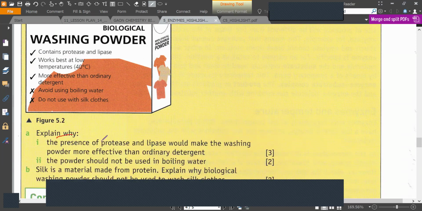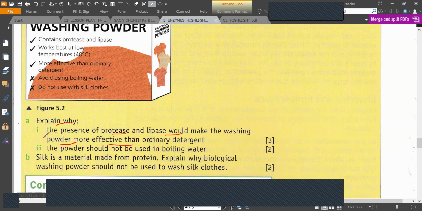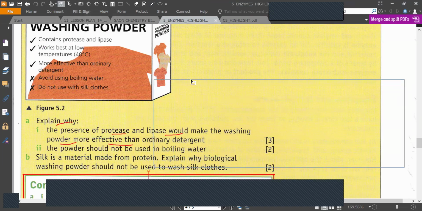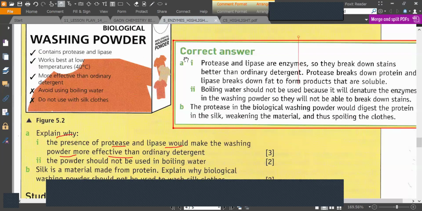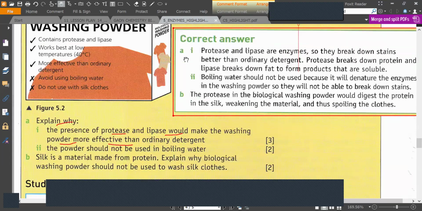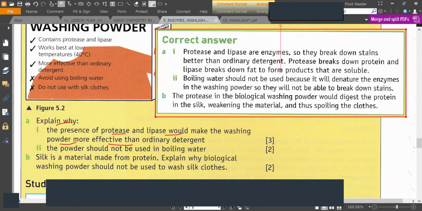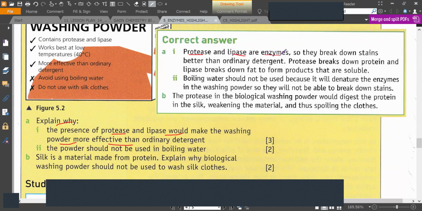Explain why the presence of protease and lipase would make the washing powder more effective than ordinary detergent. Okay, so we can take a look at the answer. Why is it more effective? That's because protease and lipase are enzymes, so they can break down the stain better than ordinary detergent. The protease will break down protein and lipase will break down fat to form products that are soluble. So the stain can be removed.